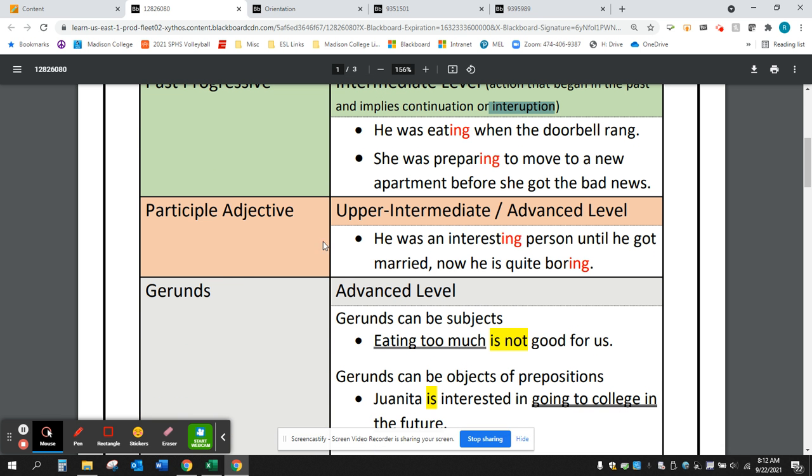INGs in English can also be known as participle adjectives. Maybe you learned this when you were in intermediate or were introduced to this lesson at the advanced level. Here's an example. He was an interesting person until he got married. Now he is quite boring. And in both of these cases, interesting and boring are words with ing, but they are adjectives describing that person.